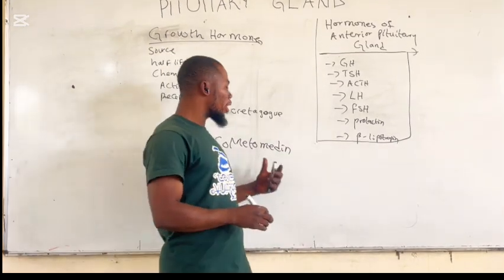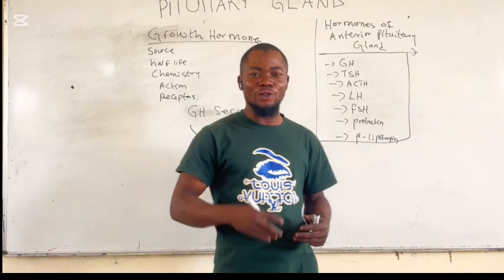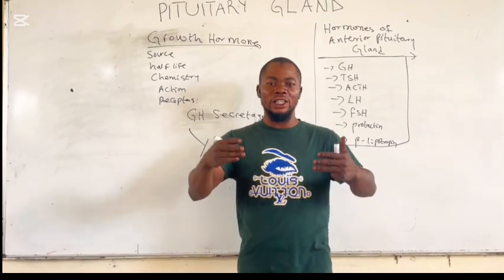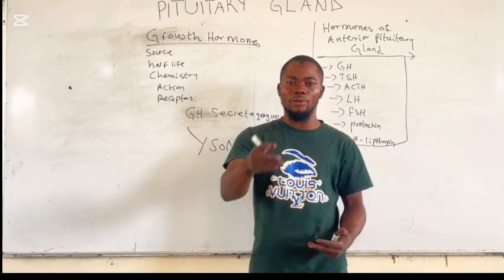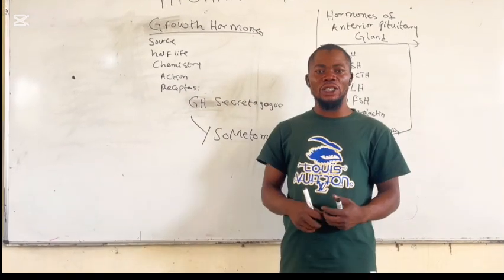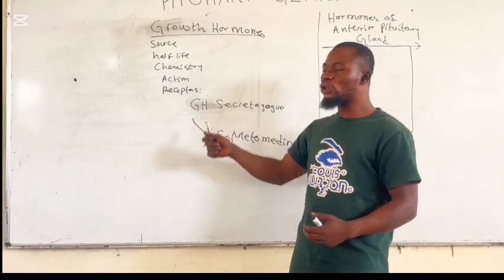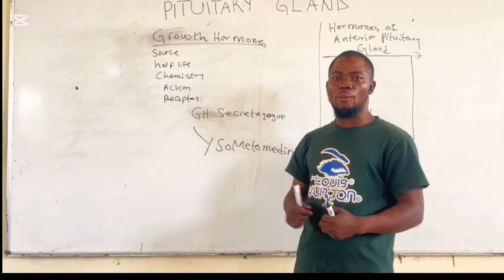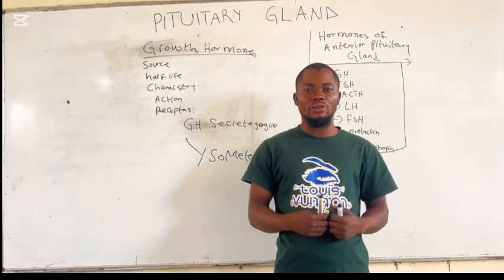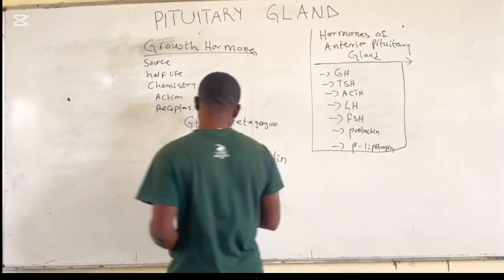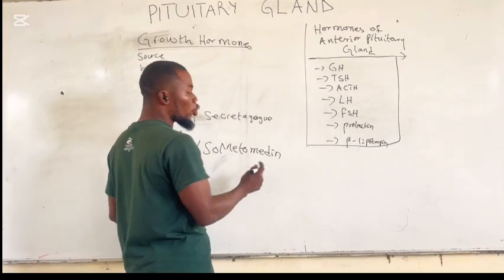This somatomedin is the mode of action of growth hormone, because growth hormone on its own cannot just come and carry out its action on a particular cell. It functions through somatomedin, which is released in response to the growth hormone receptor complex. These somatomedins are released by the liver cells, and somatomedin is also called insulin-like growth factor.